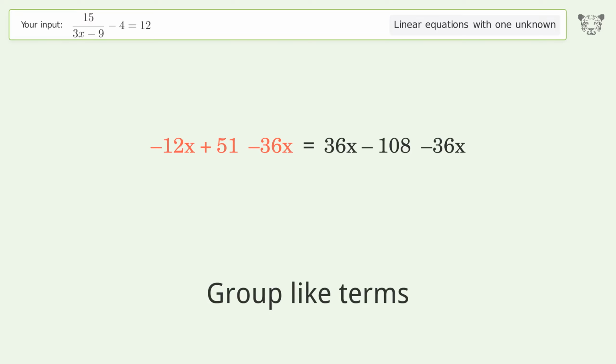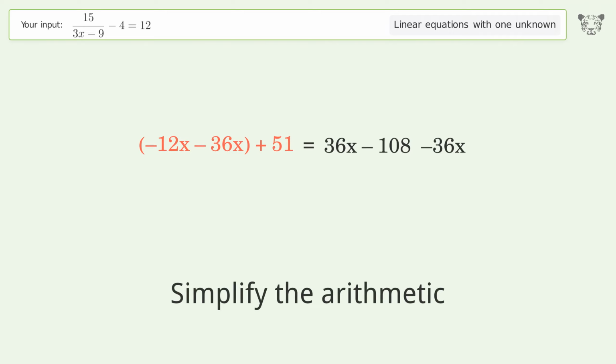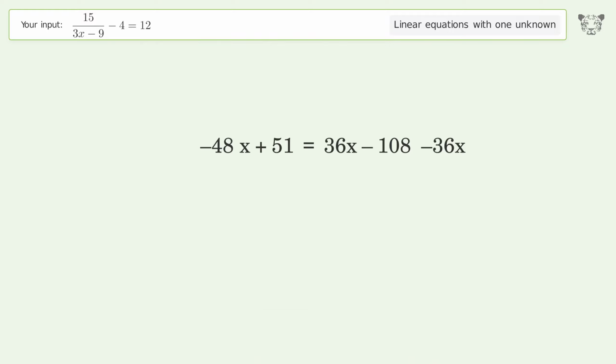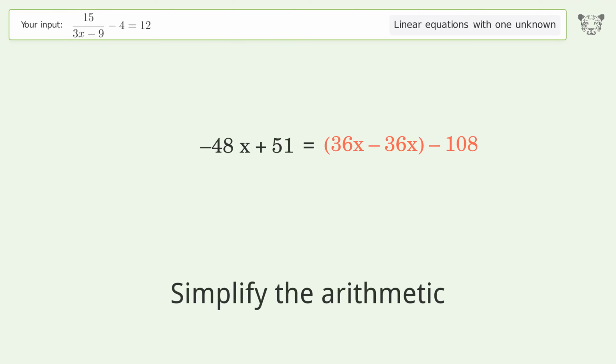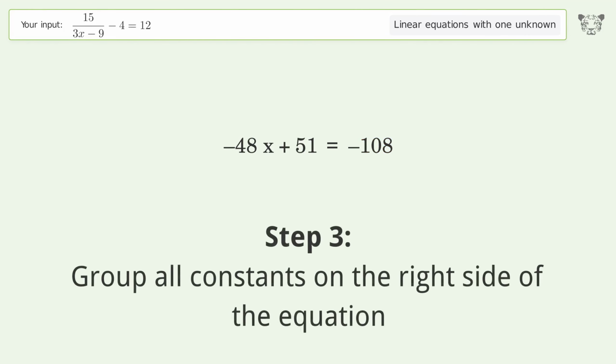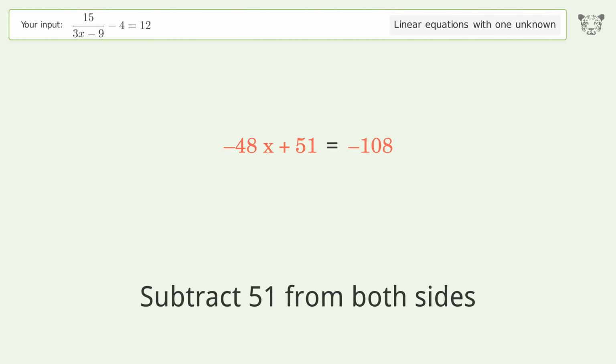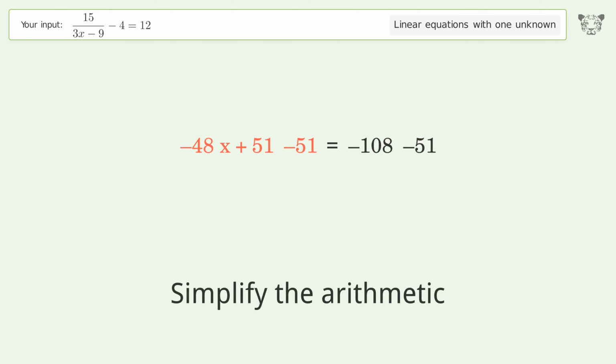Group like terms. Simplify the arithmetic. Group like terms. Simplify the arithmetic. Group all constants on the right side of the equation. Subtract 51 from both sides. Simplify the arithmetic.